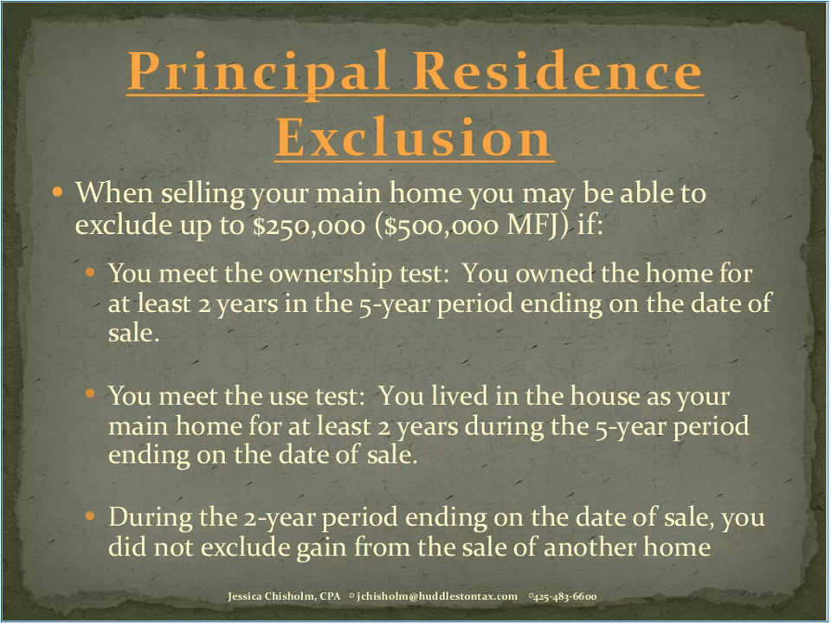Also, during the 2-year period ending on the date of sale, you cannot have excluded gain from the sale of another home. So basically, you can only do it once every 2 years. So it's a nice benefit if you're selling your home for a large gain. You won't have to pay capital gains on the first $250,000 if you're single, or $500,000 if you're married filing jointly.